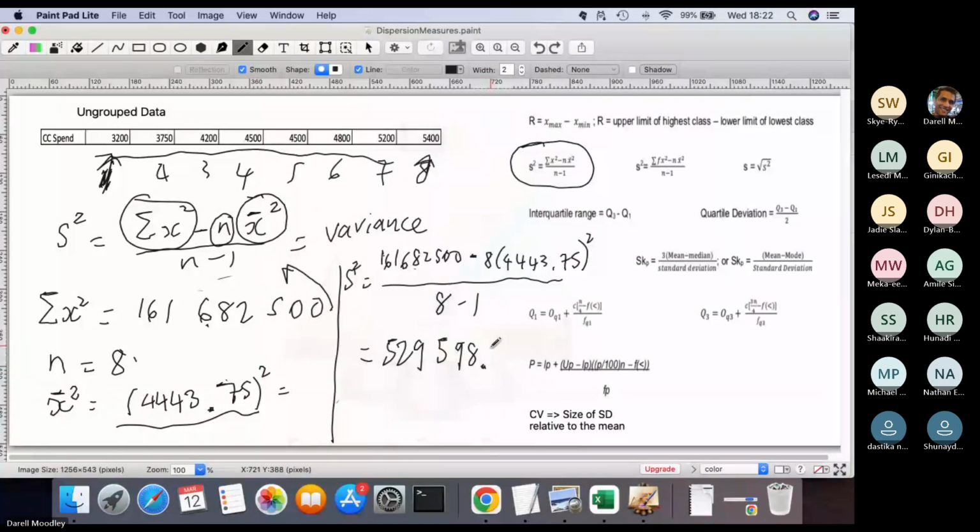599,598.21. That's your S squared. So that's your variance. If you want the standard deviation, that is your S. S is your standard deviation. Now, S is simply taking the square root of S squared.